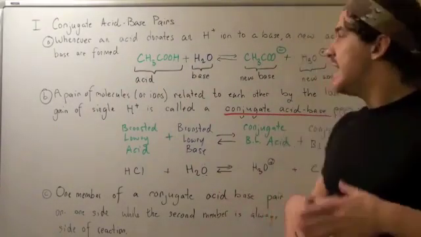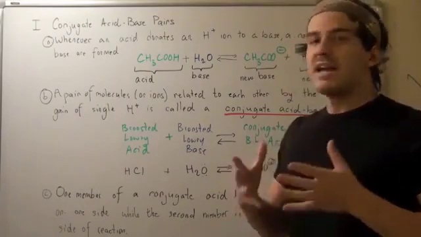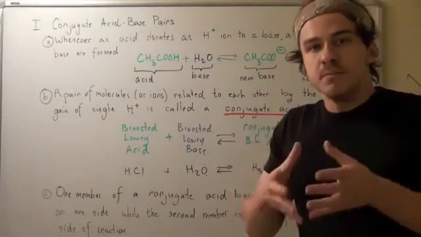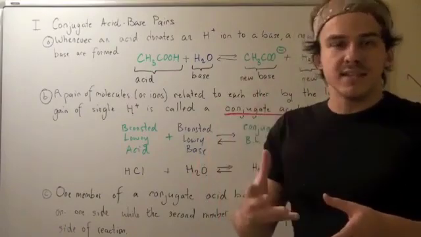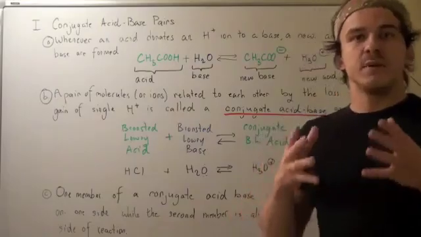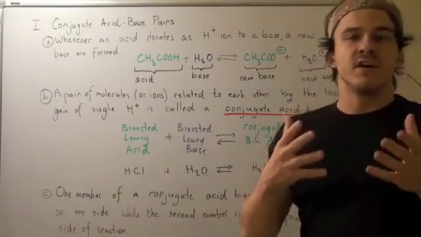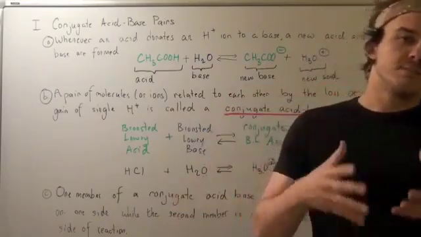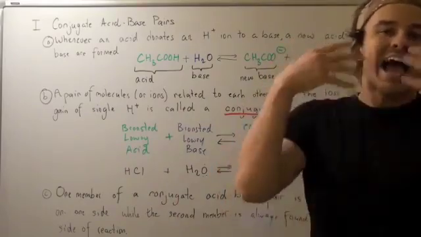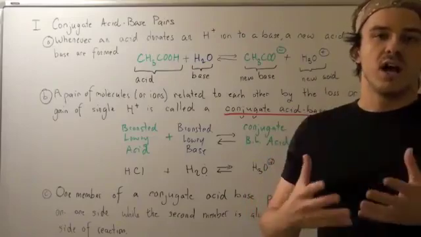So for example, if someone asked you to find the conjugate base of some acid, you would simply take away an H from that acid, and that would be your conjugate base. Likewise, if somebody gave you a base and asked you to find the conjugate acid, you would simply find the conjugate acid by adding an H to our system.